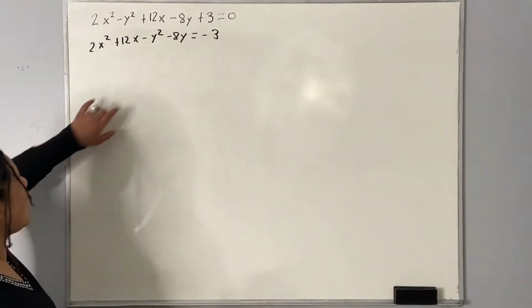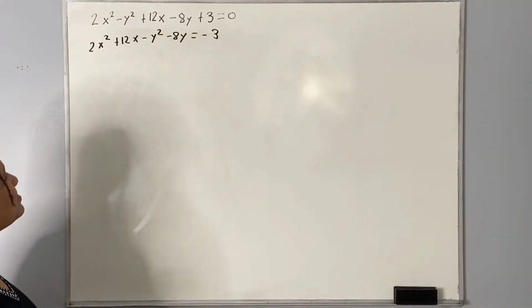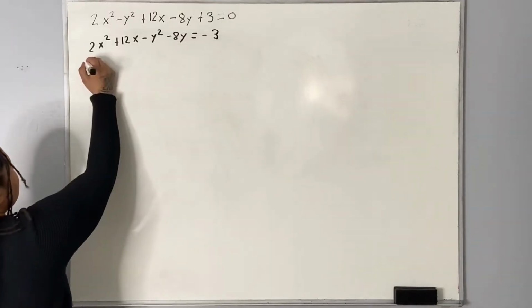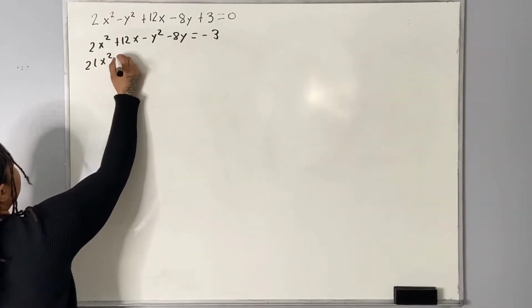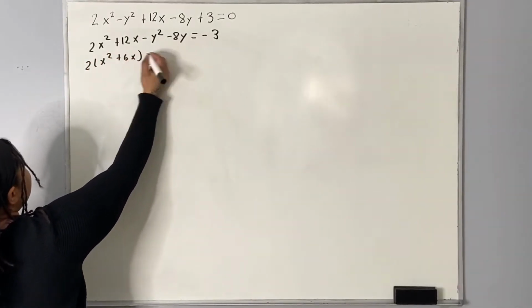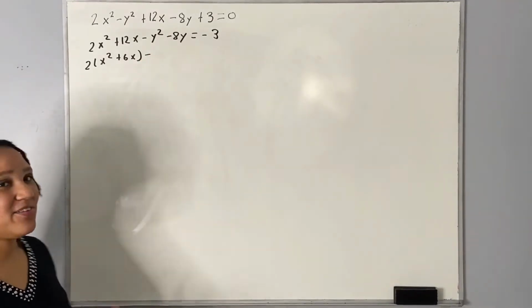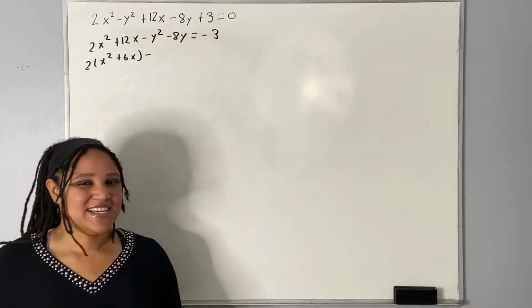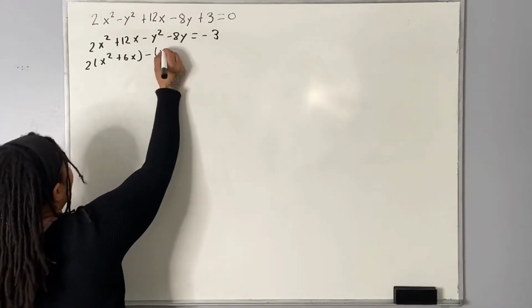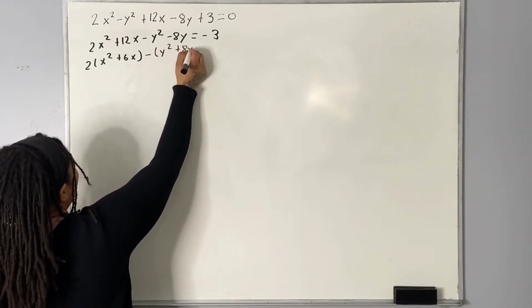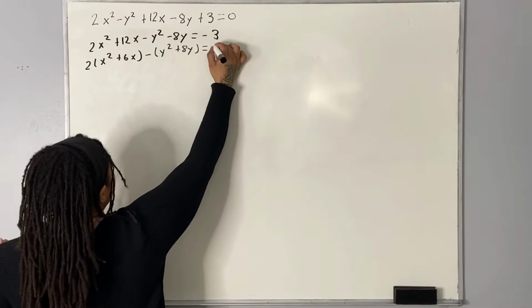If I factor out a 2 amongst the terms that are attached to the x, we get 2 times x squared plus 6x. And if I factor out a negative 1 amongst the terms that are attached to the y, we get y squared plus 8y is equal to negative 3.